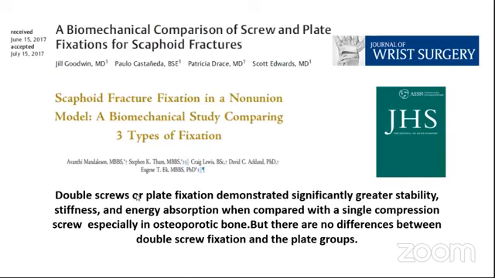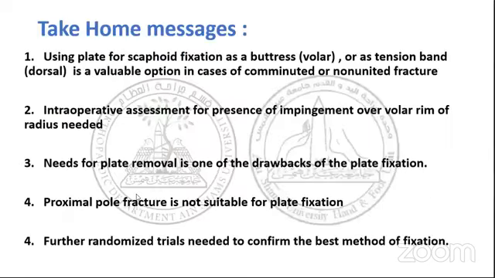Yes. تمام. اتفضل يا خالد. The take-home message: using a blade fixation as a buttress or as a tension band is a valuable option in case of comminuted or non-united fracture scaphoid. Intraoperative assessment for presence of impingement over the volar rim of the radius is needed. The need for blade removal is one of the drawbacks of the blade fixation. Proximal pole fracture is not suitable for plate fixation, and further randomized trials are needed to confirm the best method of fixation. شكرا يا خالد.